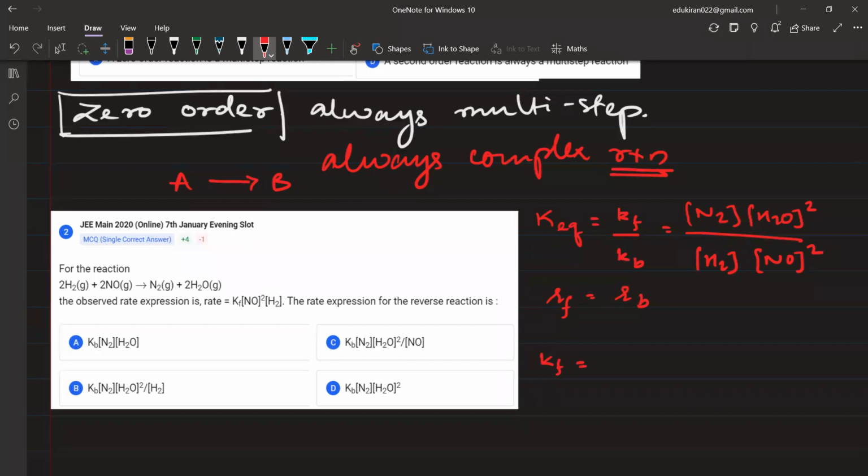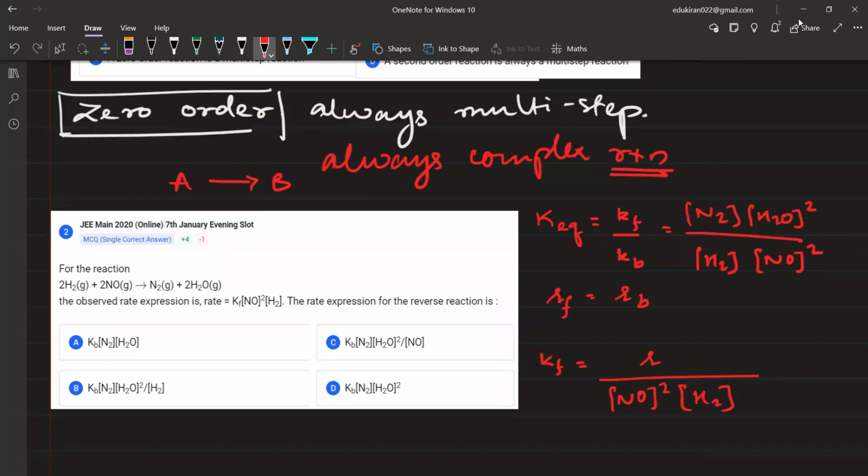KF will be equal to the rate of forward reaction divided by NO का स्क्वायर into H2. Is this clear? Yes or no? Please tell me. Yes, sir.